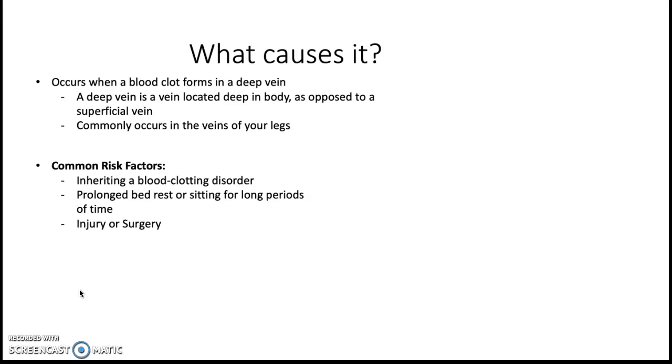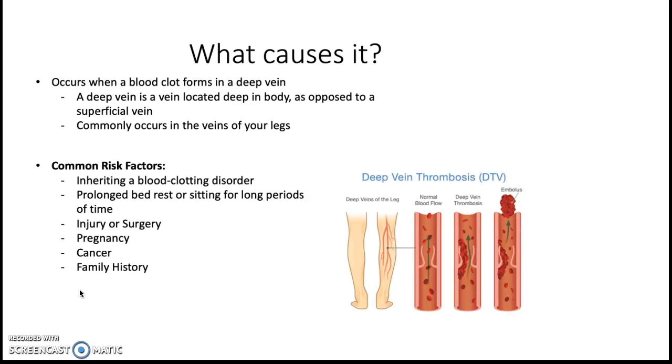It can also result from injury or surgery, pregnancy, cancer, and family history. You can either inherit DVT directly or develop it from inheriting a blood clotting disorder, as I stated previously. Right here you can see a small diagram. You can see it starts with normal blood flow, then you see the embolus blocking the blood flow in a vein, and you see how it affects your blood flow.